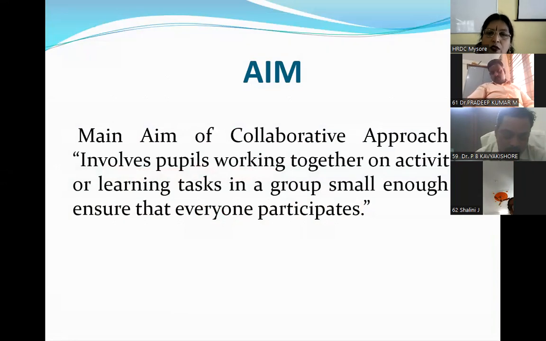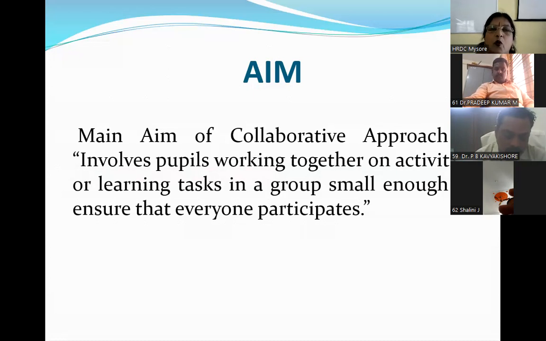So as we know, in the collaborative approach, the main aim is that it involves pupils working together. So when they are together, a lot of idea sharing happens. Working together on activities or learning tasks in a group small enough to ensure that everyone participates.